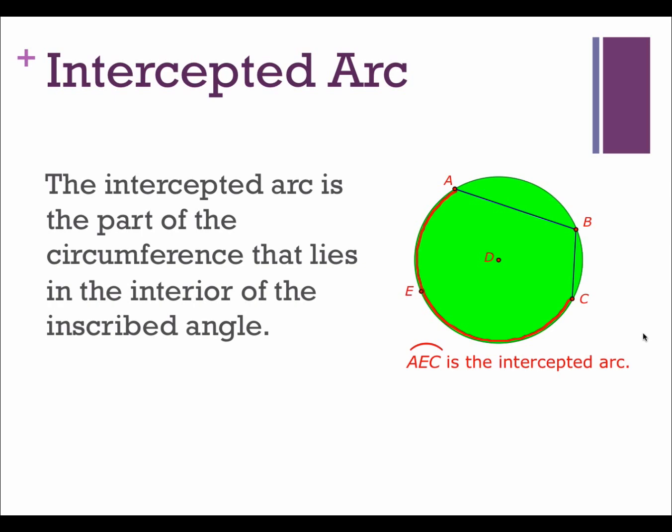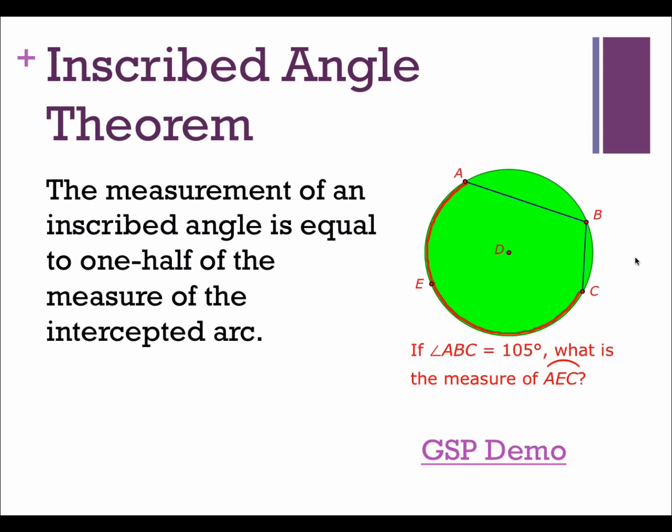It's actually half the intercepted arc. Okay. So there's the intercepted arc we talked about already. The angle goes and hits 2 spots. So we just have a new terminology for that intercepted arc. And then there's our relationship there. It's half the measure of the intercepted arc. And I got a little demo to show you what that looks like.